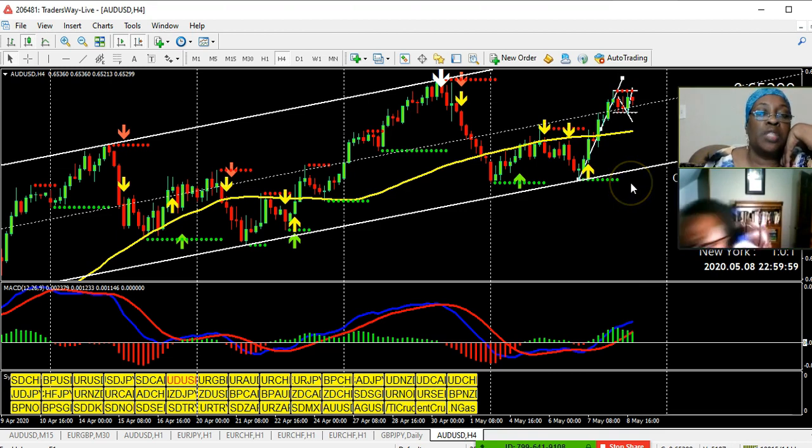So a pip is a unit of measurement, and it measures the movement of price.